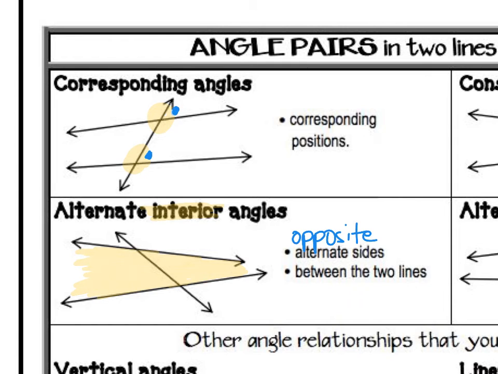And they're between the 2 lines because they're on the interior. So here is one example. So I'm drawing in the 2 dots. You should draw in 2 dots as well. They are on opposite sides of the transversal, and they are on the interior between the 2 lines.